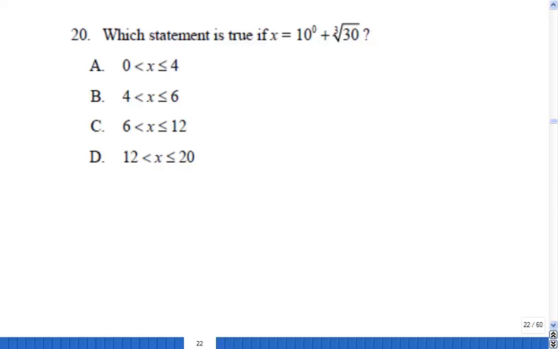Let's solve one more problem for the proficiency exam. Algebra as usual. Most of them are from Algebra 1 and 2. Which statement is true if x equals 10 to the power of 0 plus cubic root of 30? 10 to the power of 0 plus cubic root of 30. How can we solve this problem?